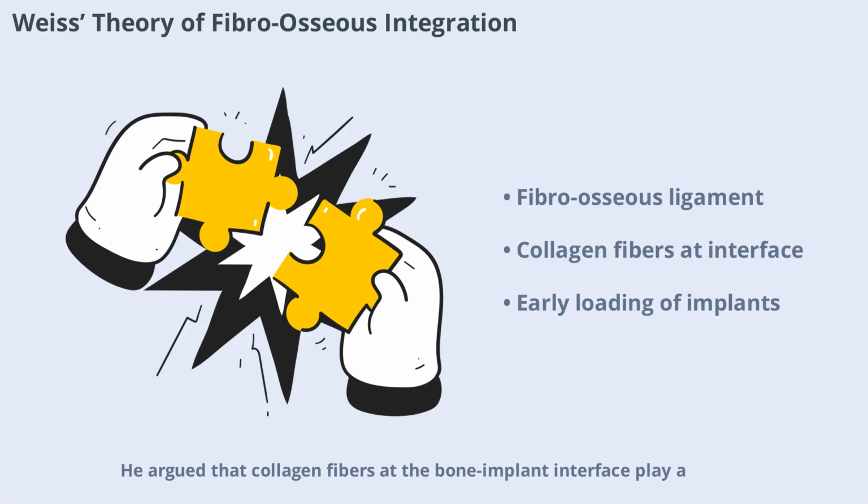He argued that collagen fibers at the bone-implant interface play a role in supporting the implant, and that this peri-implant ligament has osteogenic or bone-forming effects. Weiss also advocated for early loading of implants, believing that the ligament could handle functional forces sooner.